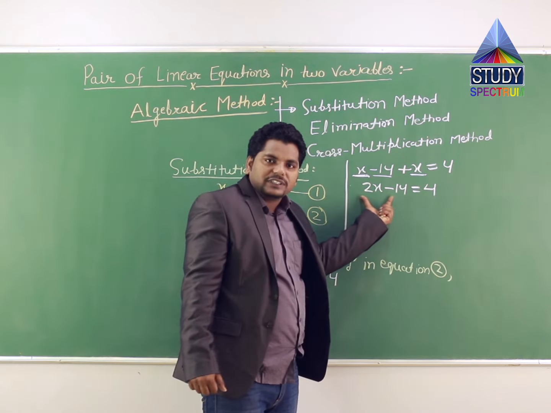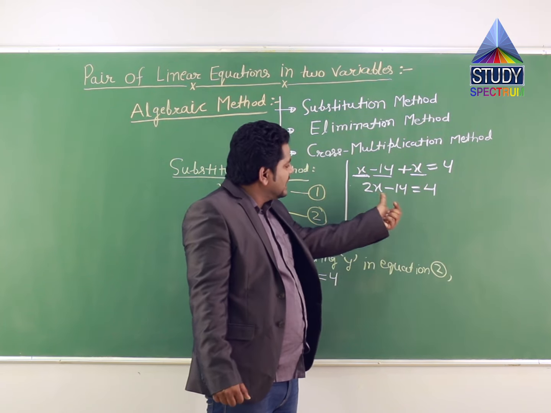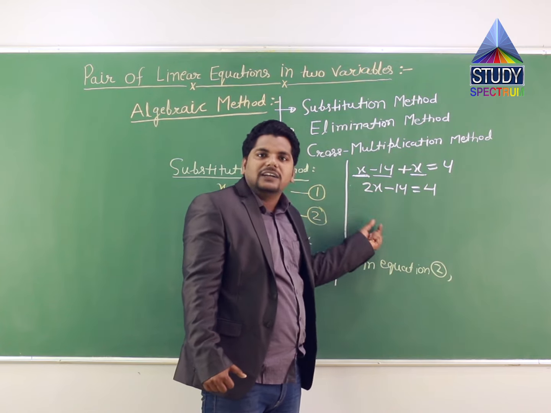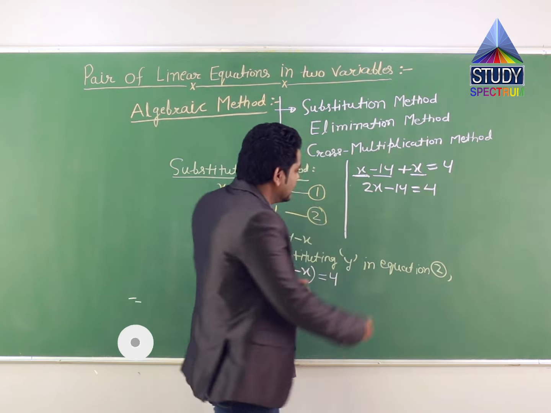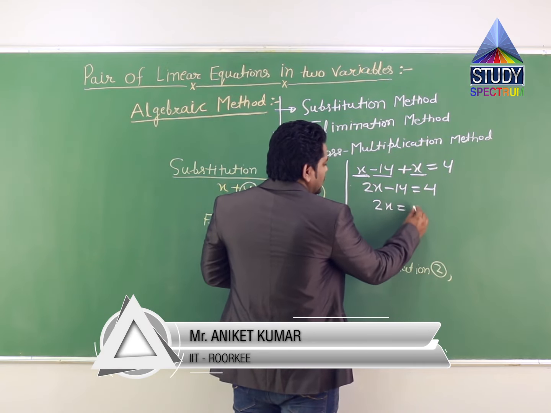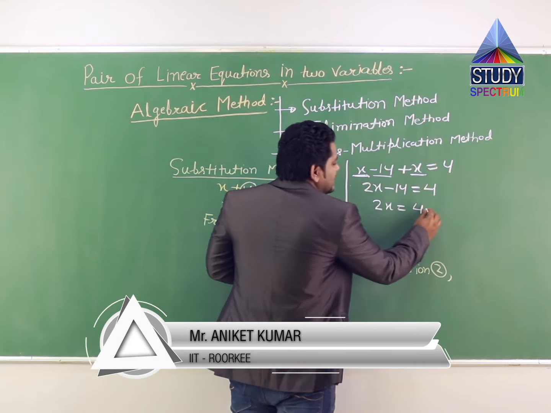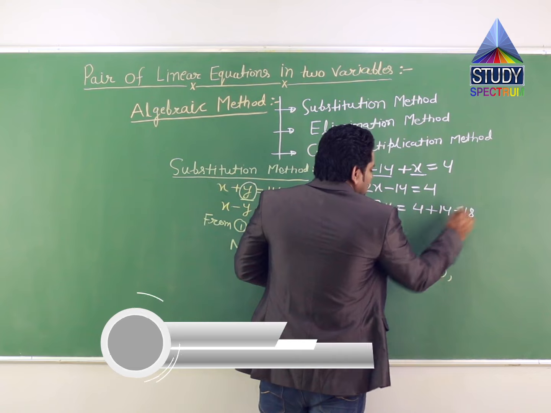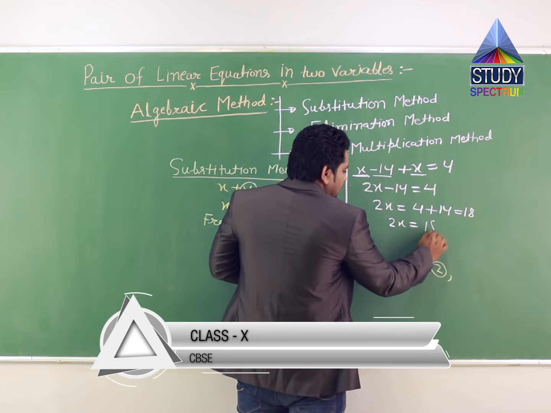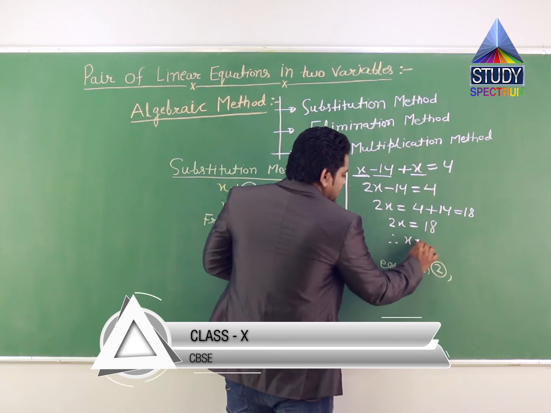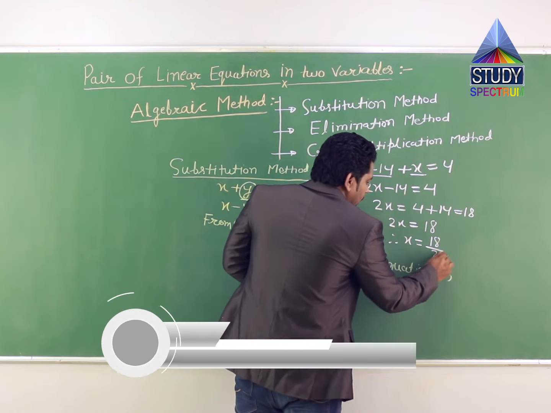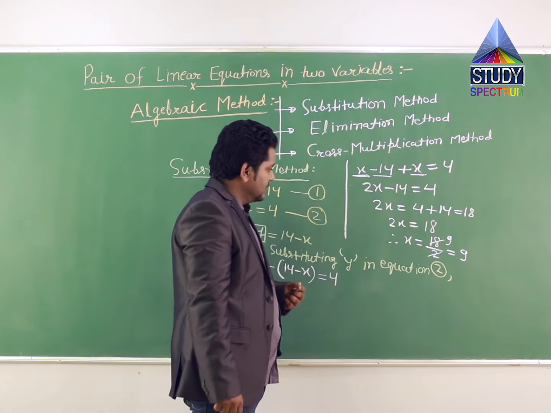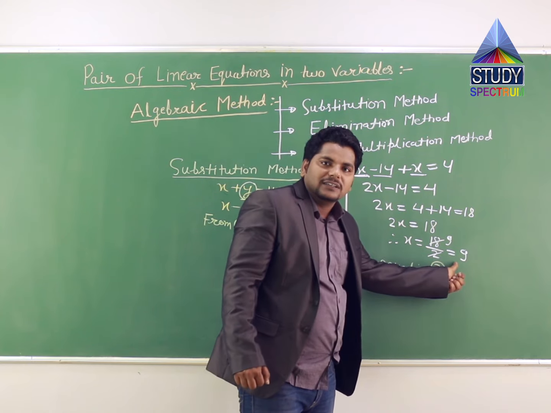To solve this linear equation in one variable, we will keep variable terms or x terms on one side and constant terms on the other side. So it will be 2x equal to 4 is there, and minus 14 will change into plus 14. So 4 plus 14 is 18. So 2x is 18. Therefore x will be 18 by 2, which is 9. Okay. So we have got the value of x.